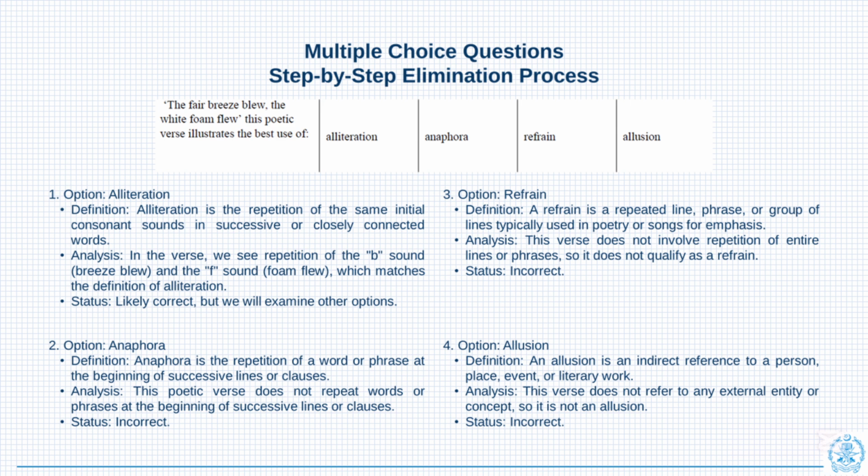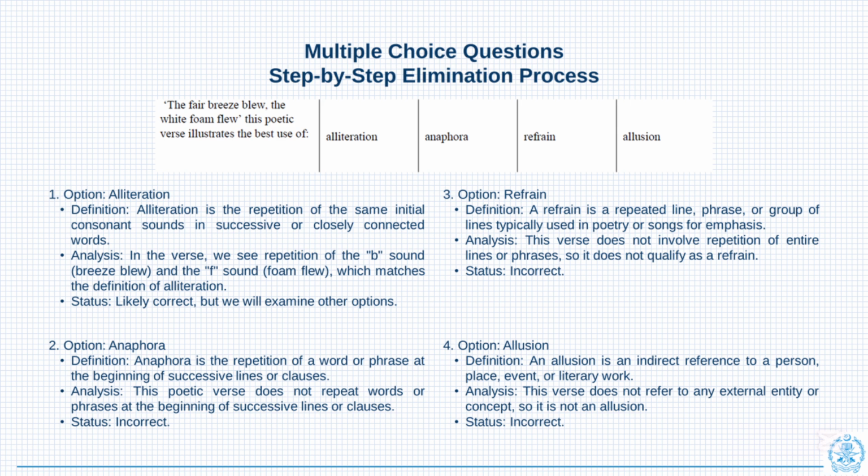Anaphora is the repetition of a word or phrase at the beginning of successive lines or clauses. We do not have successive lines or clauses in the statement. No such repetition is present here. Refrain is a repeated line or phrase for emphasis in poetry or song. Again, as there are no successive lines or clauses, no such repetition can be seen. This verse lacks repetition of entire lines or phrases.